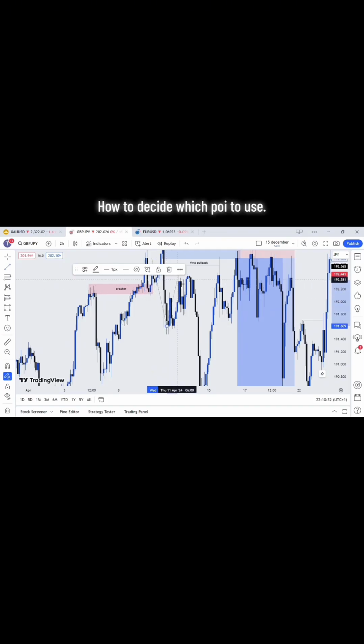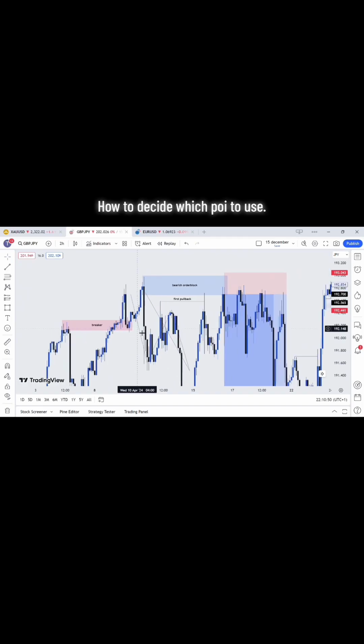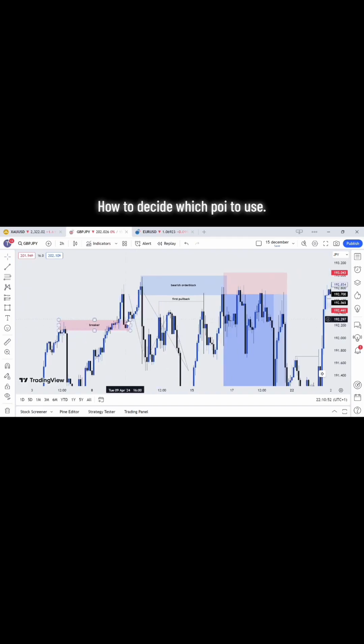But the pullback that it did went below that breaker, mitigated that breaker, and still went below it, meaning that this breaker is no longer valid to be used. That was why after price came back to sweep that first pullback, it made use of this other block here to buy. It didn't make use of this breaker anymore, because when the first pullback occurred, it mitigated that breaker, making that breaker no longer valid. Do you understand? Now the only unmitigated point of interest is this other block.